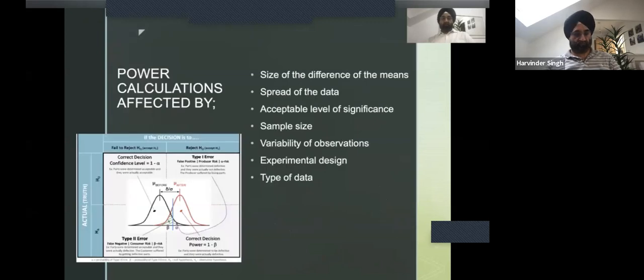So power calculations are affected by the size of the mean of the differences, your variability, the spread of the data, what you are accepting as a level of significance, the variability between observations, the experimental design, are you using a t-test or ANOVA? You have to decide before, and what is the type of data. Usually you have to go back and look at a small sample or a previous study which has studied the standard deviation in that alternative hypothesis, null hypothesis, and come up with the power of your study and the sample size based on the power you've decided.